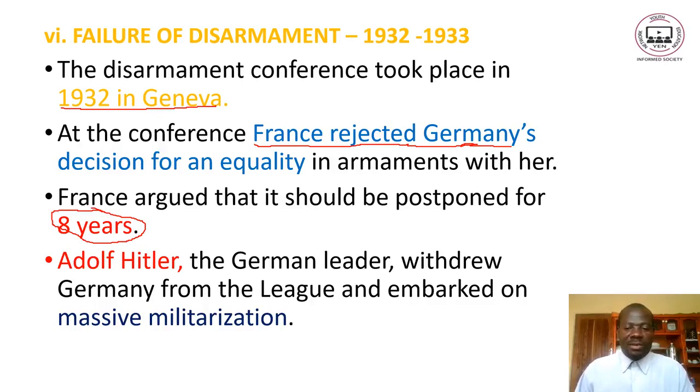Then what followed was that Adolf Hitler, the German leader, withdrew from the conference and withdrew Germany from the League. Soon after that, Adolf Hitler embarked on massive militarization, that is rearmament, starting to build up arms, after withdrawing Germany from the conference as well as from the League of Nations. It was like he was doing things on his own, and he started massive militarization.